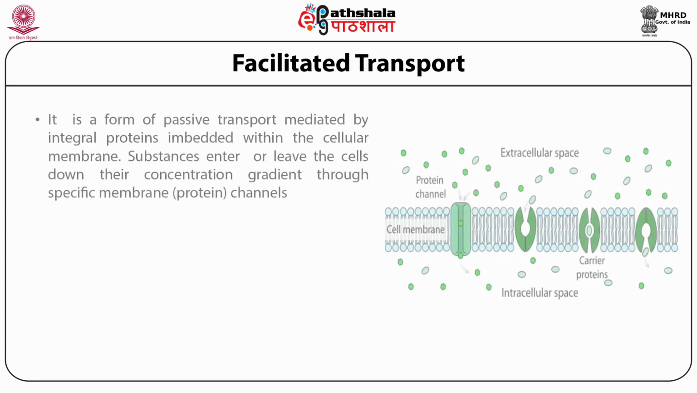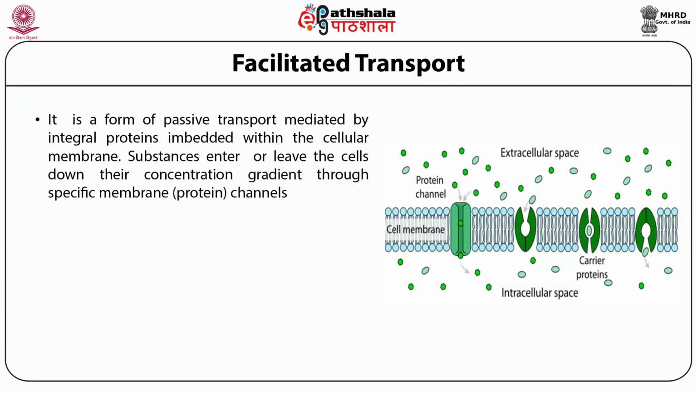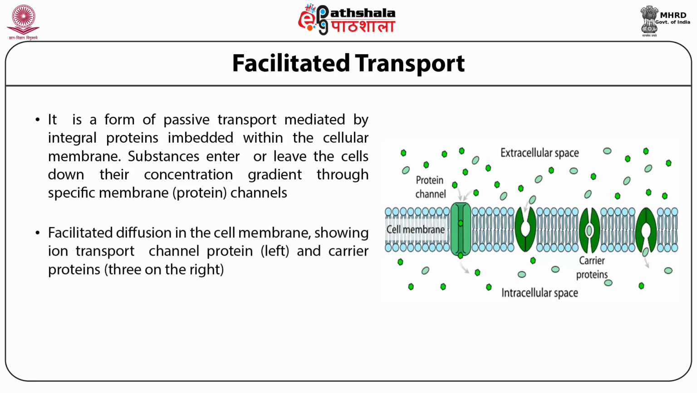Facilitated transport. It is a form of passive transport mediated by integral membrane proteins embedded within the cellular membrane. Substances enter or leave the cells down their concentration gradient through specific membrane proteins or channels. These transmembrane proteins form an aqueous pore which allows the ions to move through the cell membranes. Simple diffusion and facilitated diffusion are similar in that no energy is required to move the particles down the concentration gradient. The difference is that for facilitated diffusion, a transport protein is required and equilibrium is reached quickly.